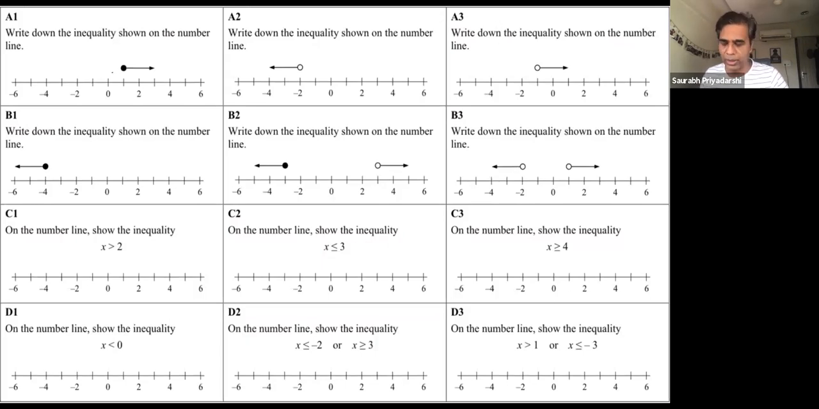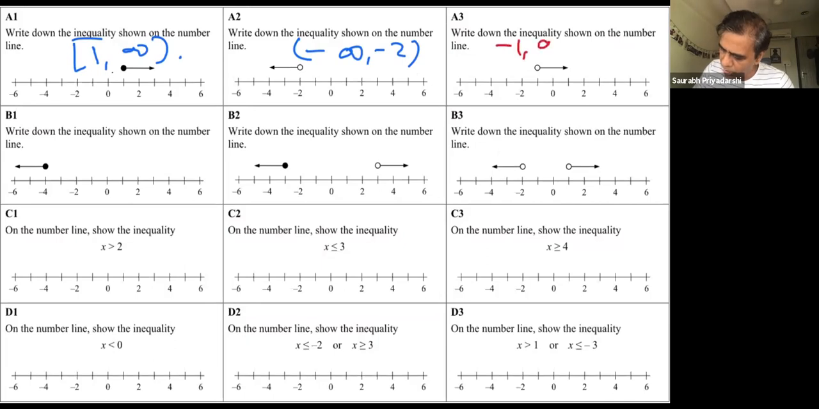Okay, just start. See, first it's from 1 to infinity. 1 is closed, infinity always open. Minus infinity to minus 2, both open, right? Minus 1 to infinity, both open, right? Minus infinity to minus 4, closed, open.